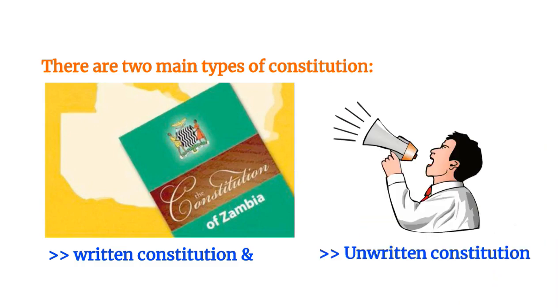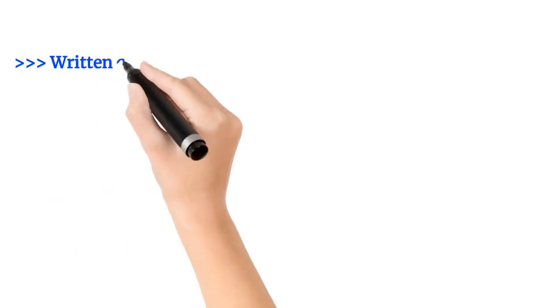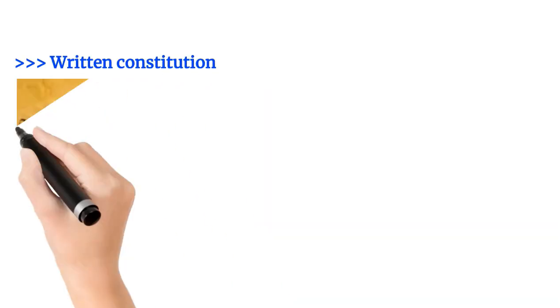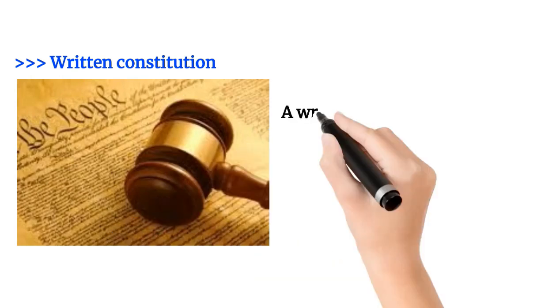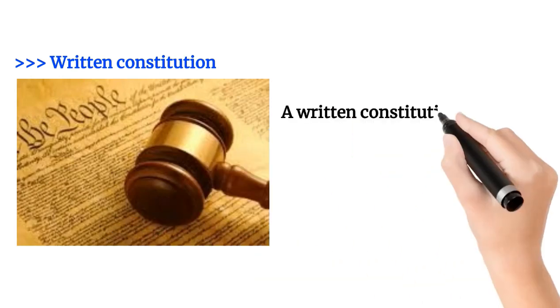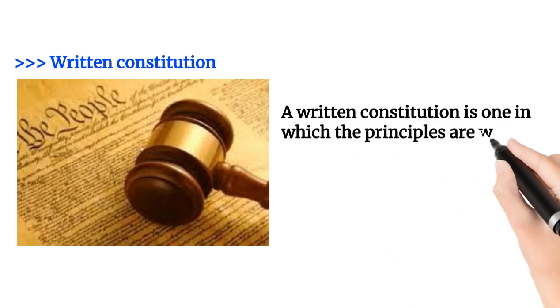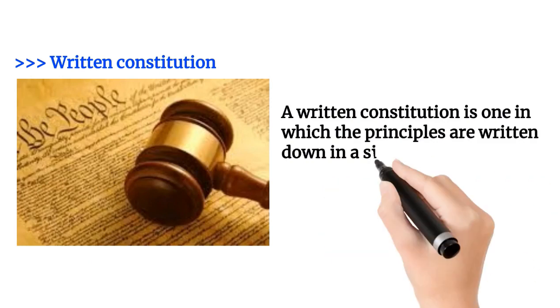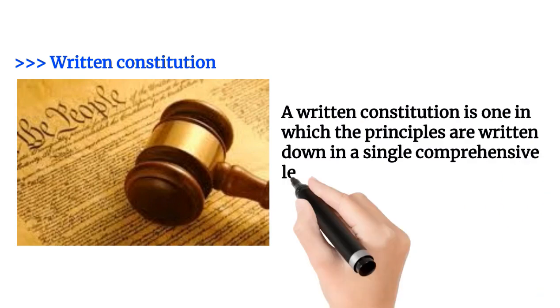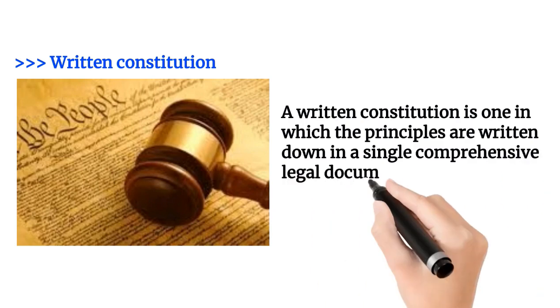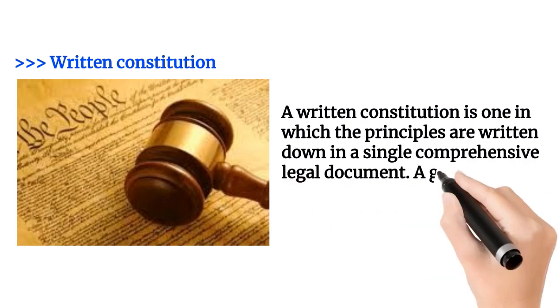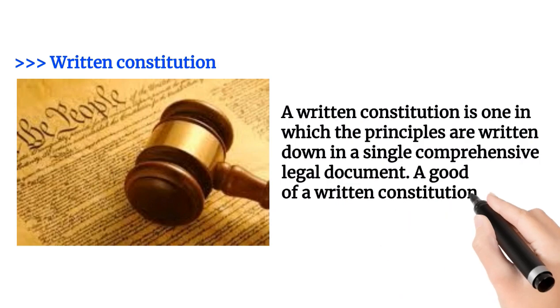So right about now, we'll start talking about the written constitution in a little bit of detail. A written constitution is one in which the principles are written down in a single comprehensive legal document. A good example of a written constitution is the Constitution of Zambia.